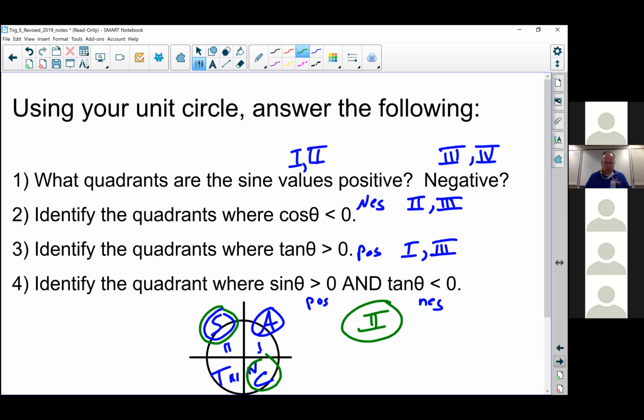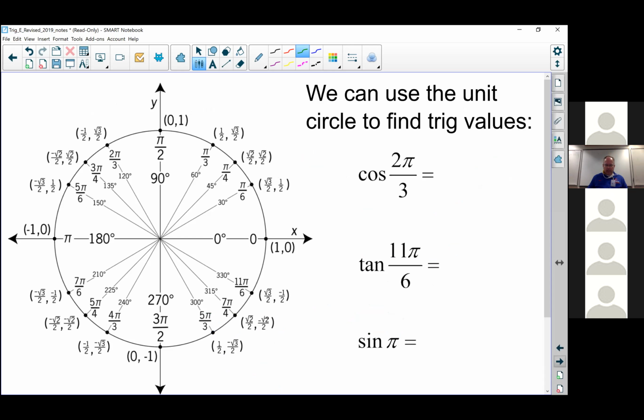All right. So this is the exact same thing we've done. We want to use the unit circle to identify. We know that cosine is the x value. So I'm going to find the radian of 2 pi over 3, which is here, and I look at the x value. That gives me an answer of -1/2. And that's done.